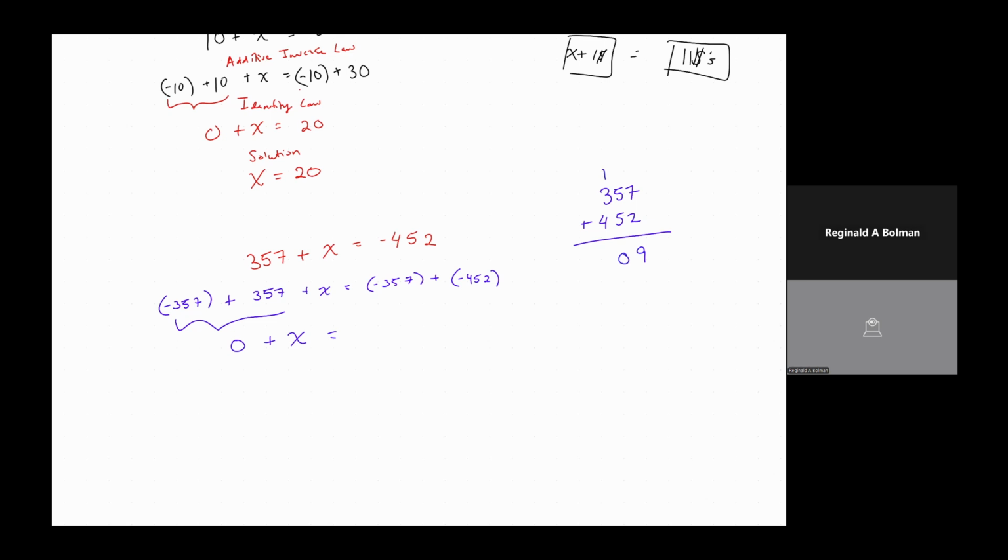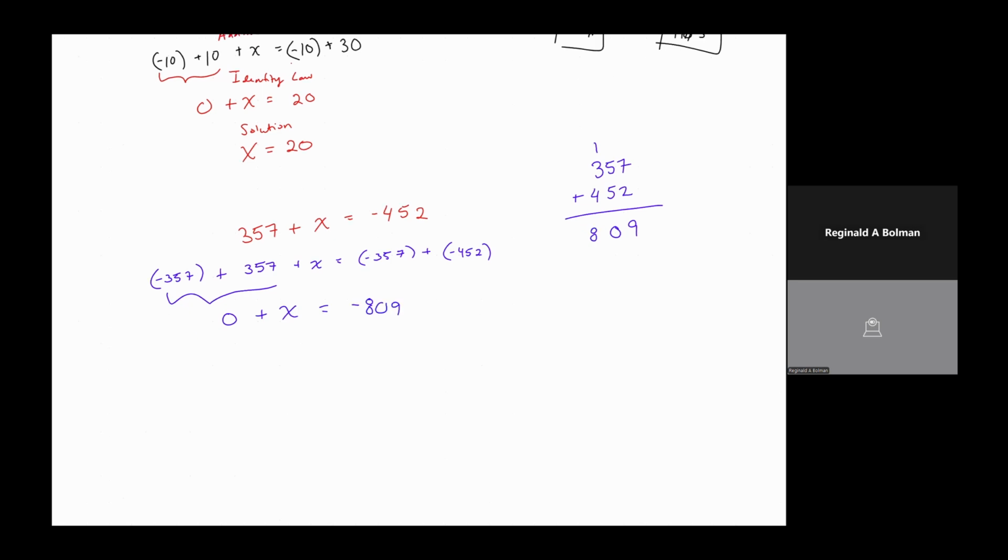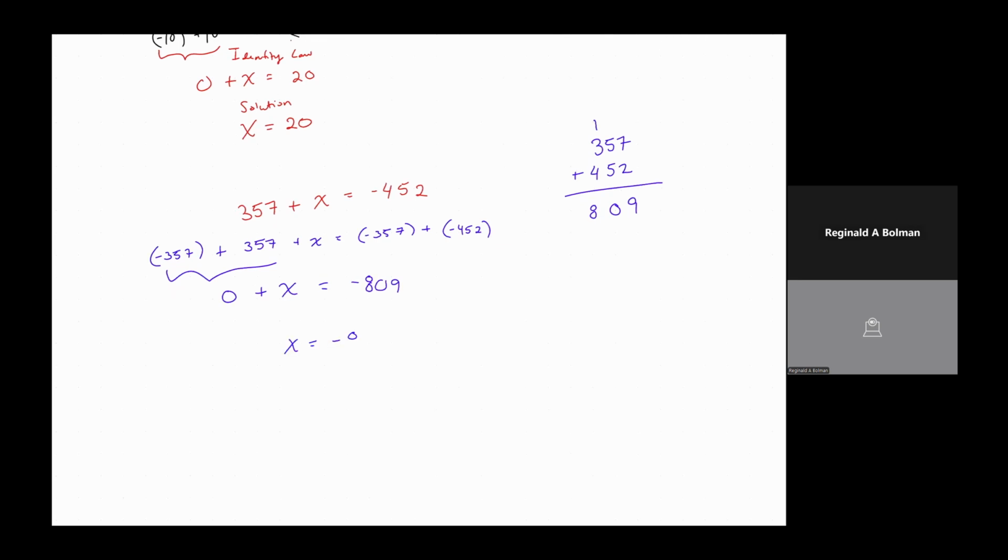So I should owe you $809 total. X plus 0 just gives us x, so at the end of the day, we have x is equal to negative 809 as our answer.